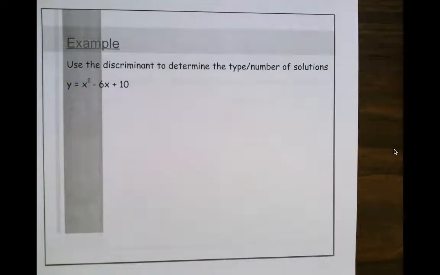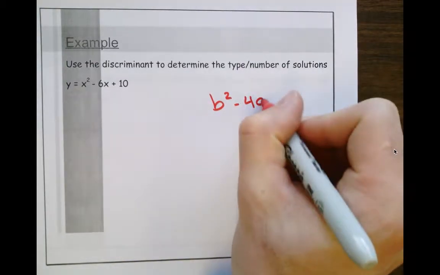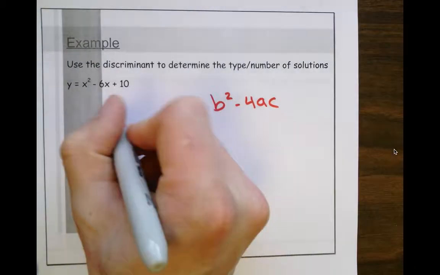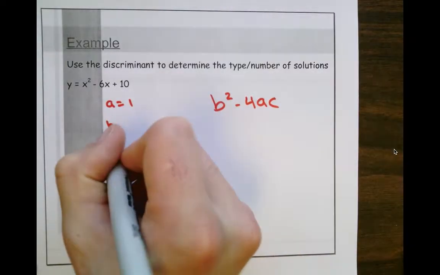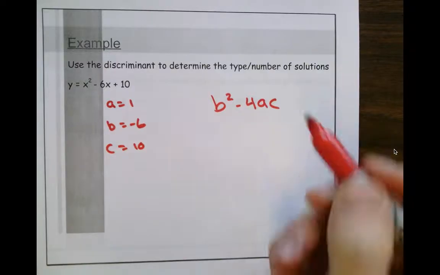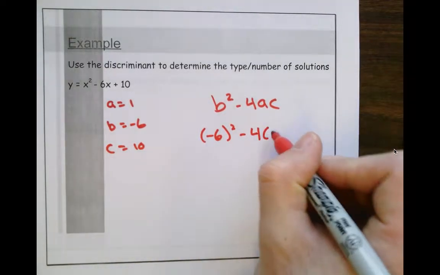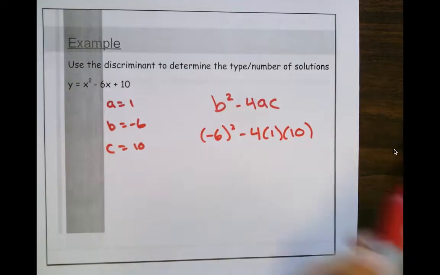Okay, so now what we'll take a look at: use the discriminant to determine the type and number of solutions. So x squared minus 6x plus 10. What we're going to need to do is plug into b squared minus 4ac. So again, identify a is 1, b is negative 6, c would be 10. Plug into this formula. Okay, so we would have negative 6 squared minus 4 times 1 times 10.